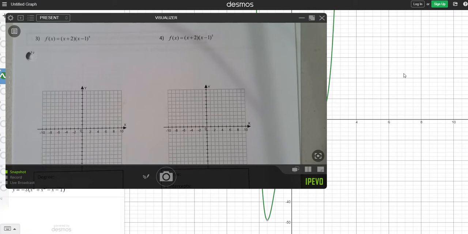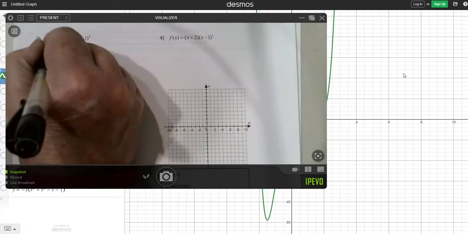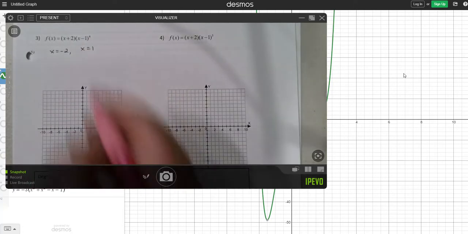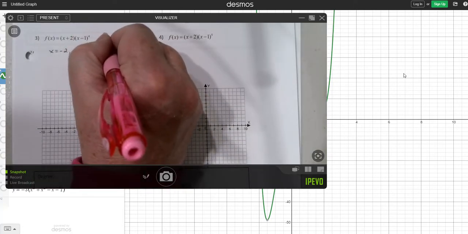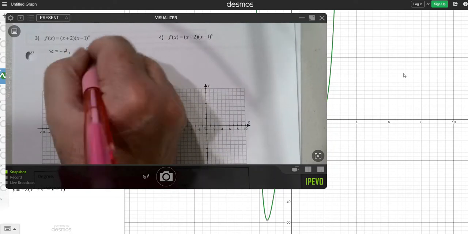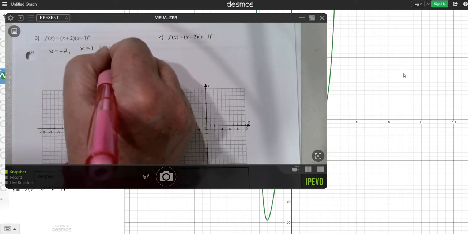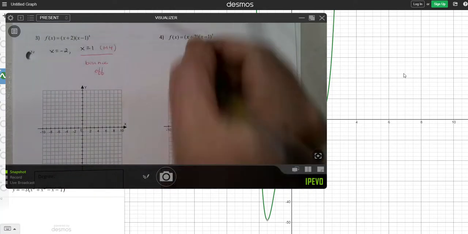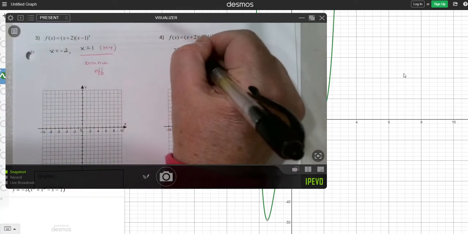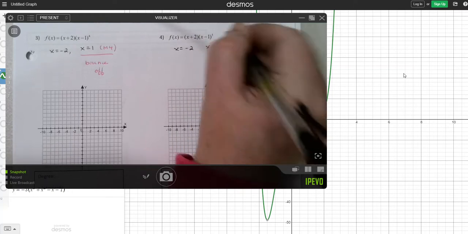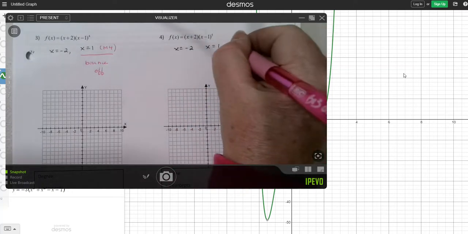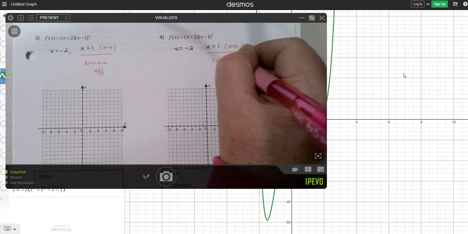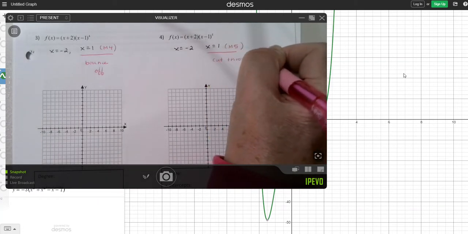So here I'd have x equals -2 and x equals 1 with a multiplicity of 4. This one bounced off. And here I'd have x equals -2. And this time my x equals 1 had a multiplicity of 5. That was that last one we just looked at. And that one, the graph cut through the x-axis.